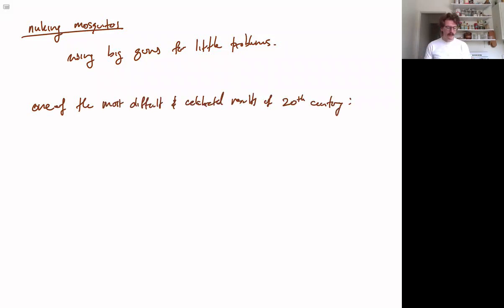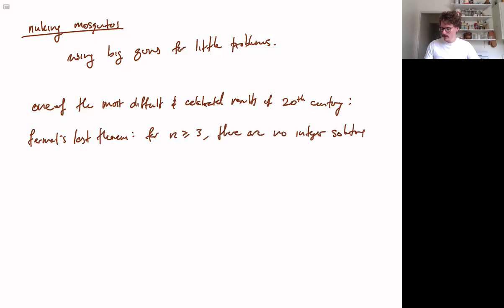You quite possibly have heard of it. It is called Fermat's last theorem. And it says, for n at least 3, there are no integer solutions to the equation a to the n plus b to the n equals c to the n. So there is no cube that is the sum of two cubes, no fourth power that is the sum of two fourth powers, and so on, for any power at least 3.